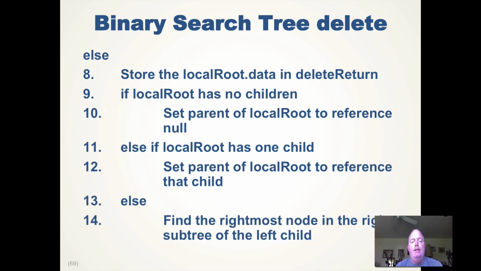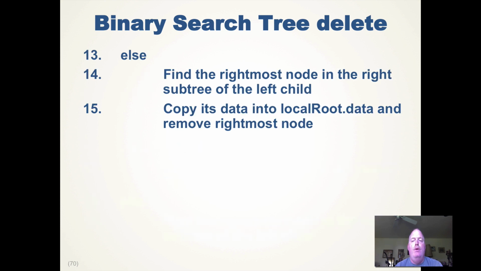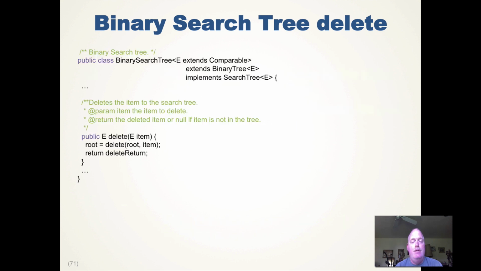And the tricky bit is if there are two children, we have to find the rightmost node of the left child. Right, this is the rightmost node in the right subtree of the left child. So we've got to find the biggest item in the left tree and replace our current node with that. Slightly complicated. I hope I can show you what's going on.